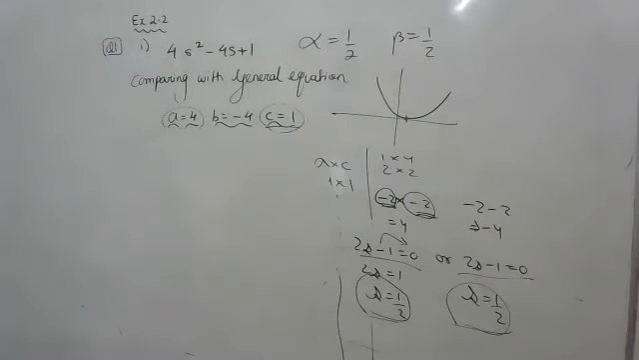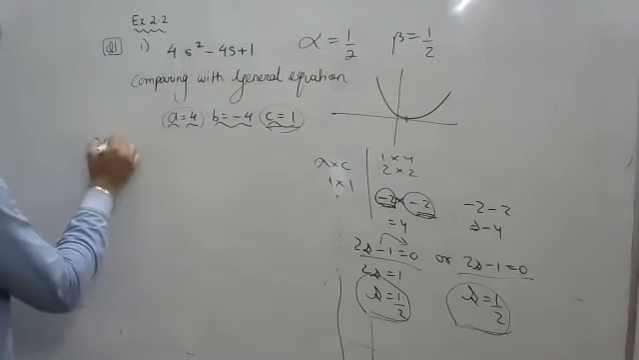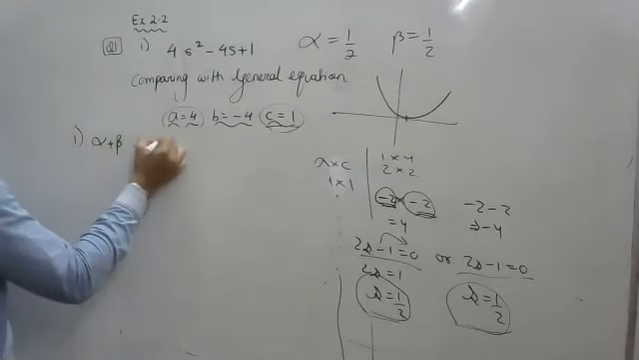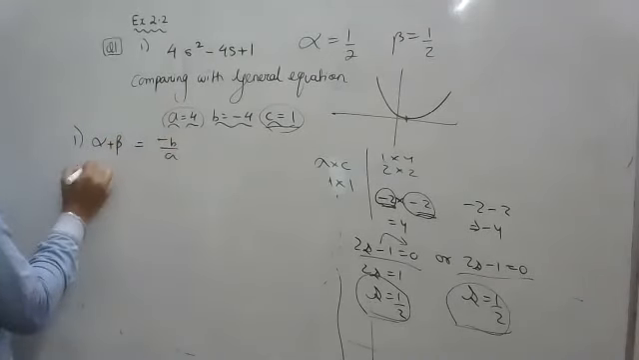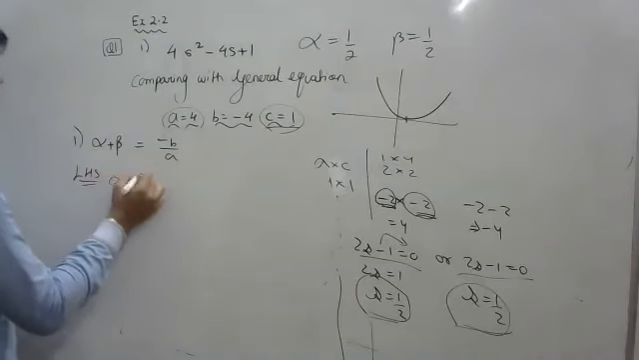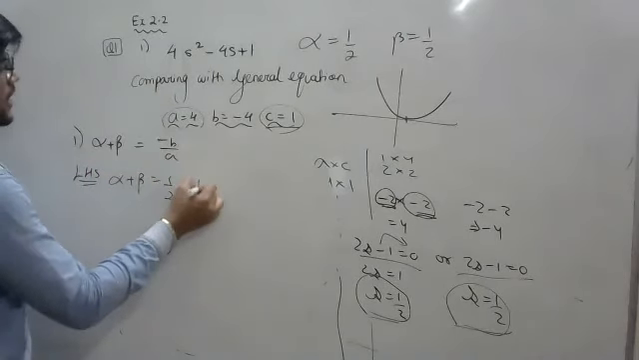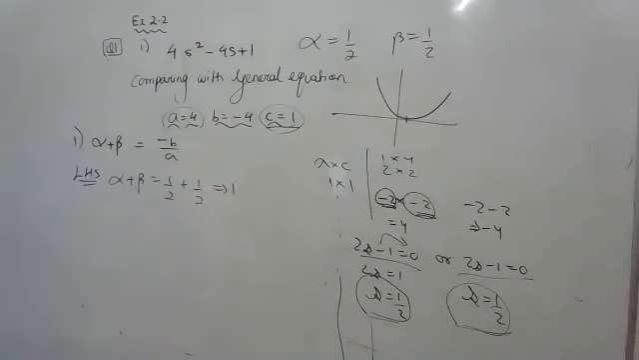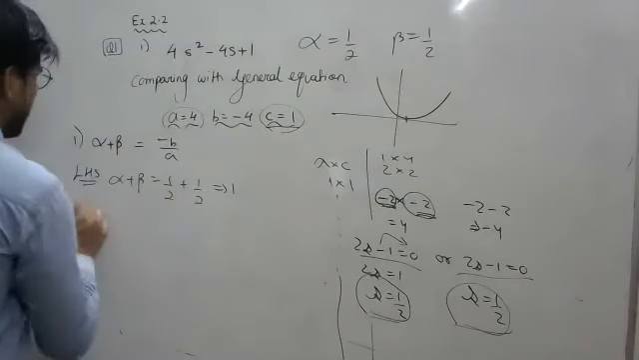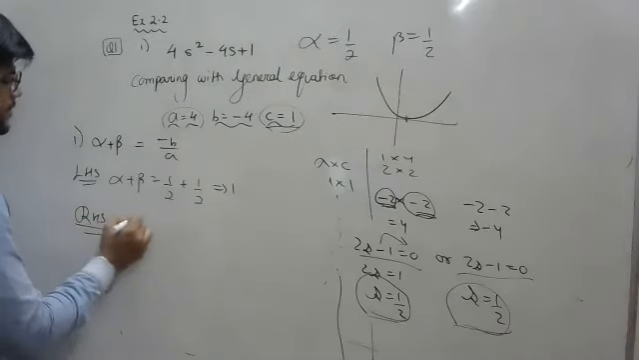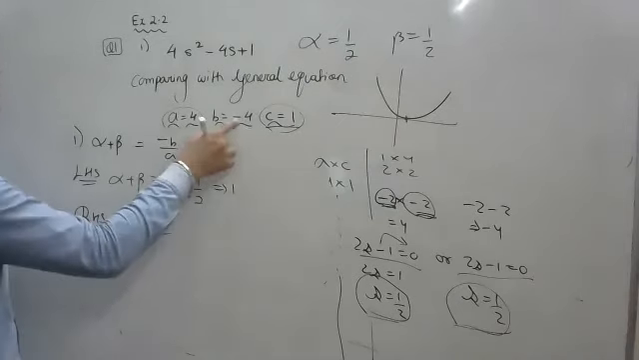Now, there are 2 relationships which we have to verify. First is alpha plus beta equals minus b by a. We'll find LHS. Alpha plus beta. Alpha is half, beta is half, and half plus half is nothing but 1. And RHS is minus b by a. Value of b is minus 4.